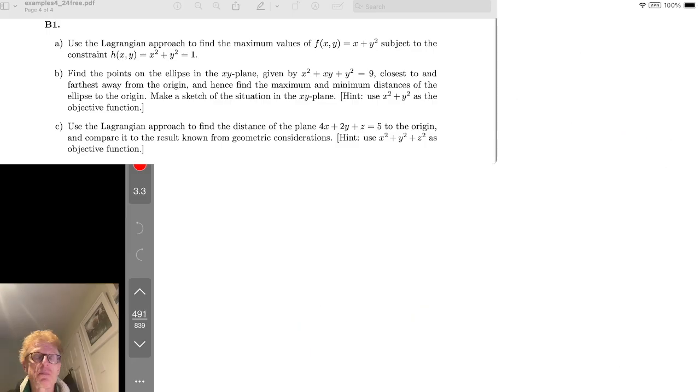Okay, let's look at B2. How does B2 look?